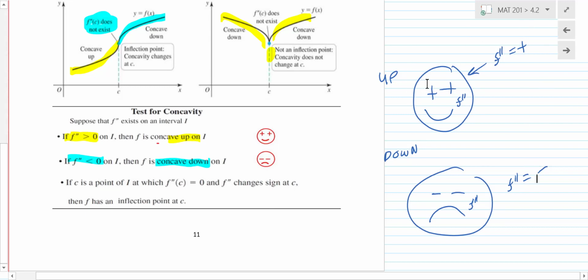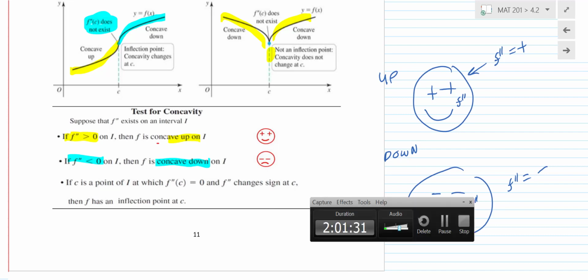We'll work on that next time. I thought we'd get there today, but we're not. This is a long section, so we'll wrap this up next time.